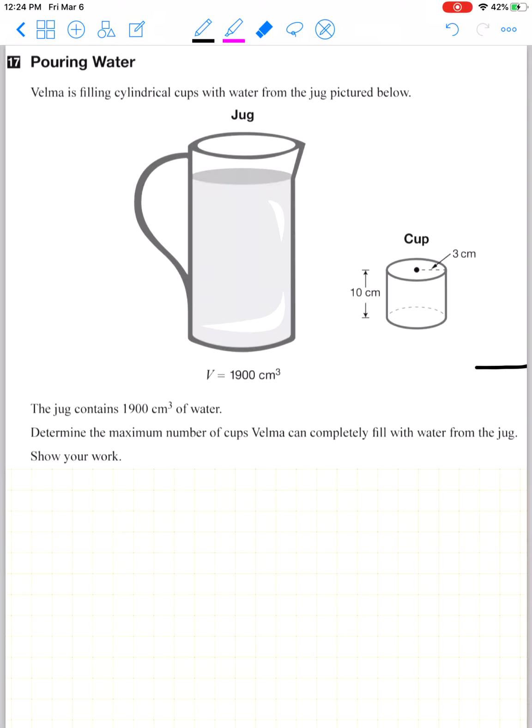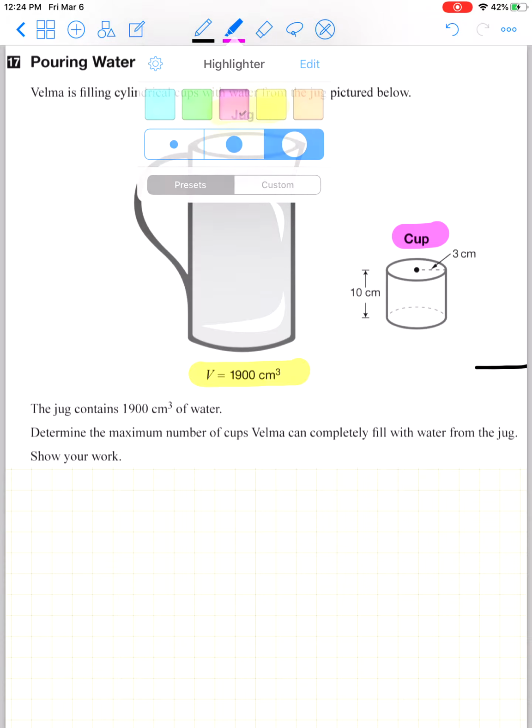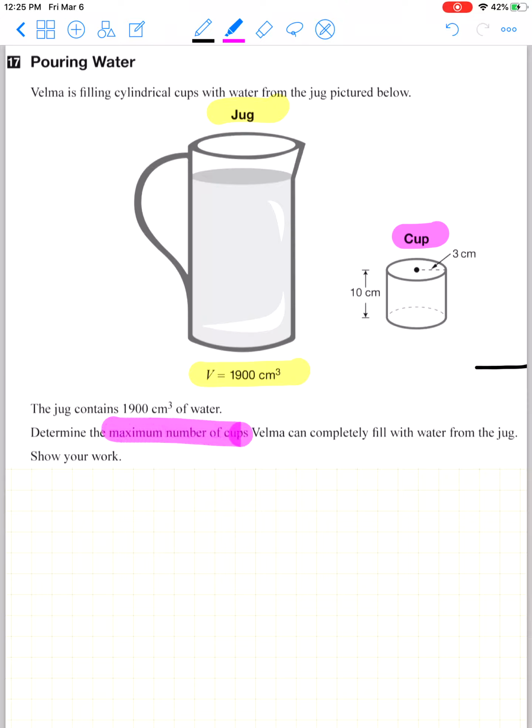So we're going to have a look at 2019 open response question 17, pouring water. Velma is filling cylindrical cups, here's my cup, with water from the jug below. The jug contains 1,900 cubic centimeters of water, and Velma would like to know the maximum number of cups Velma can completely fill with water from the jug.